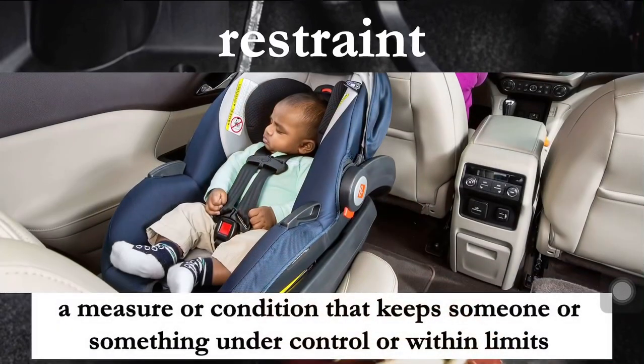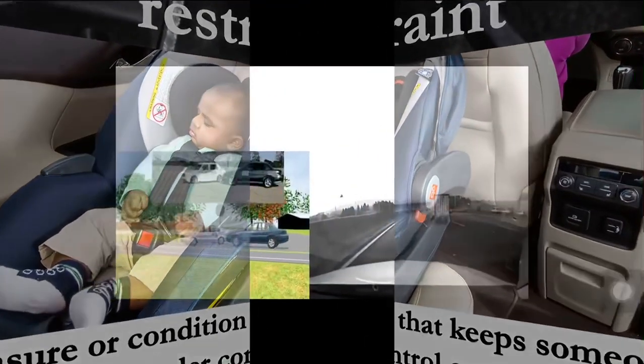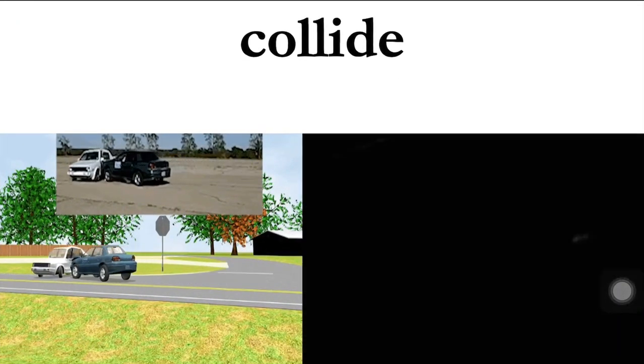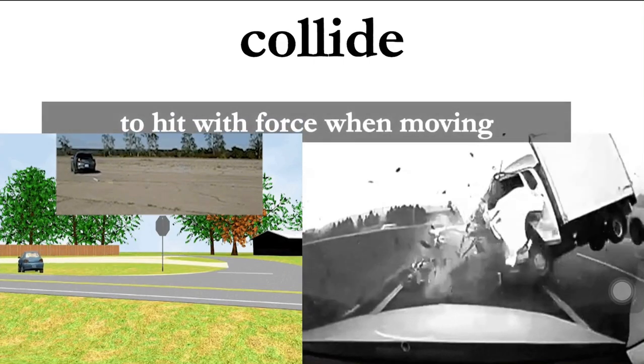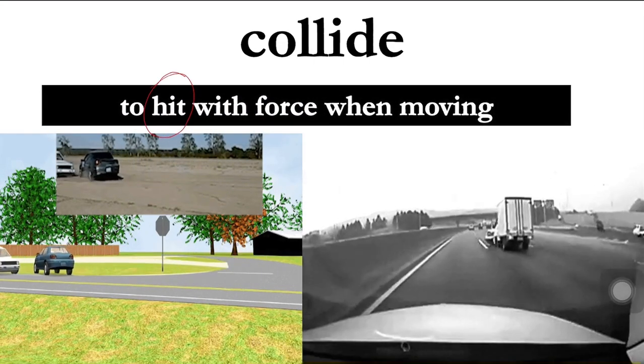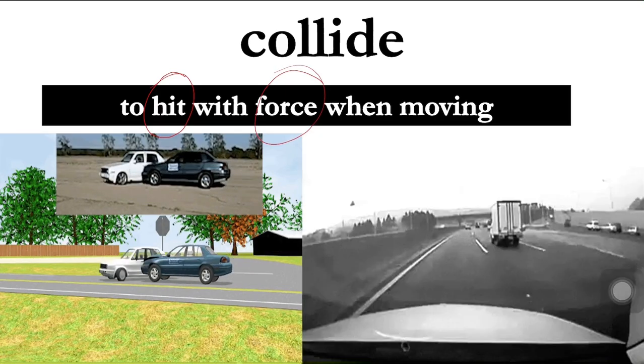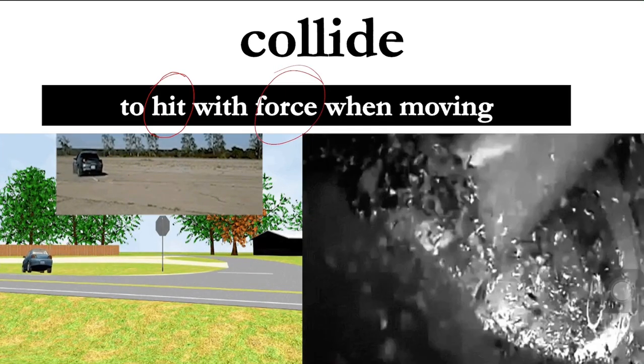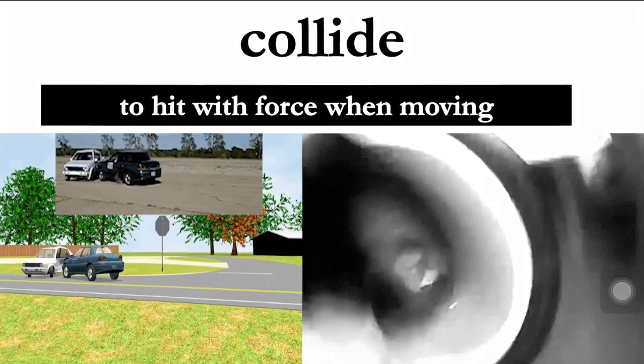Restraint. Restraint is a measure, something we do, or a condition that keeps someone or something under control or within limits so that they do not go far away or do not get hurt, as you see here in the picture. Collide. Collide means to hit with force. When moving, you see here cars hitting each other, we say they collided.